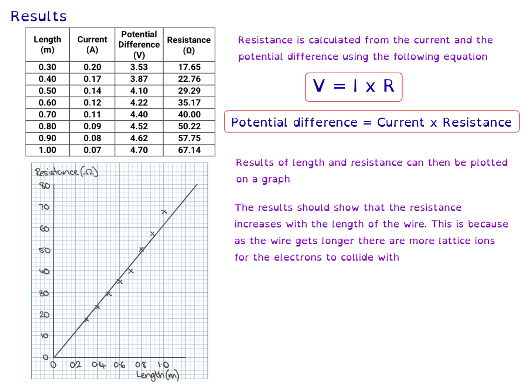This is because as the wire gets longer, there are more lattice ions for the electrons to collide with. And as there are more lattice ions in the way, that increases the frequency of collisions and hence the resistance.